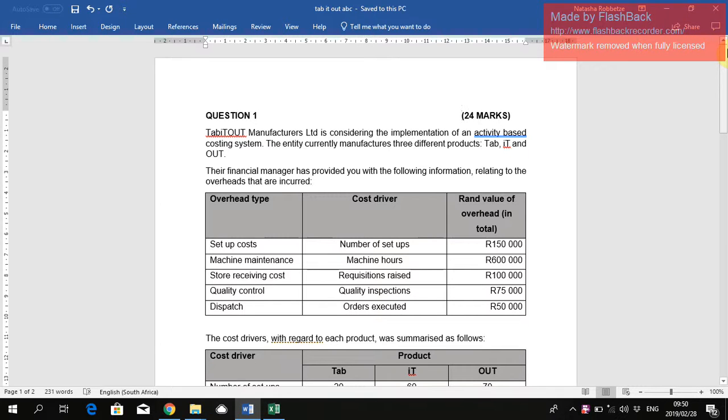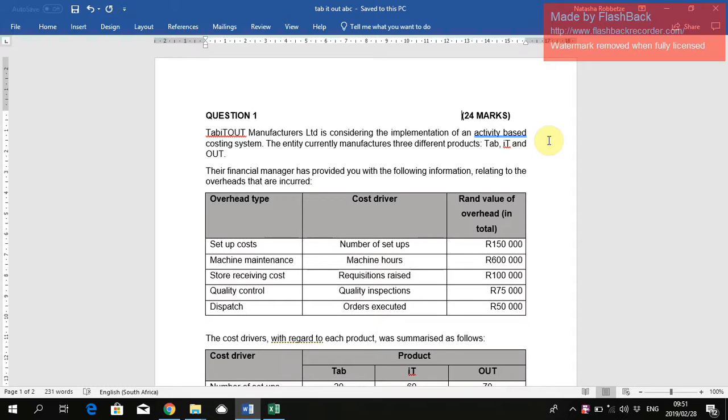I want us to look at this question called Tab it out manufacturers. It's question 1 and it's a total of 24 marks. It says there, Tab it out manufacturers limited is considering the implementation of activity-based costing systems. The entity currently manufactures 3 different products, tab, it and out. Their financial manager has provided you with the following information that relates to their overheads.